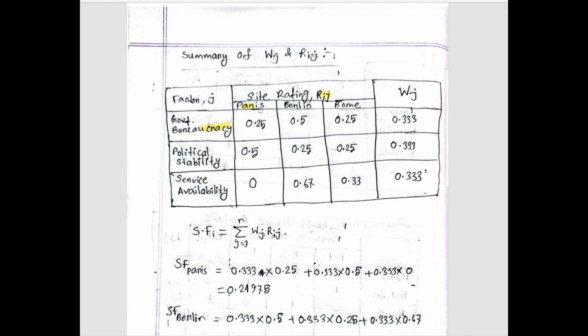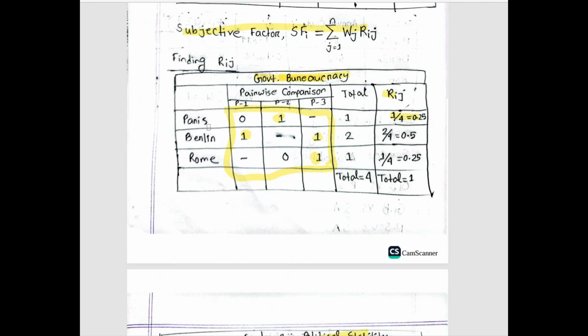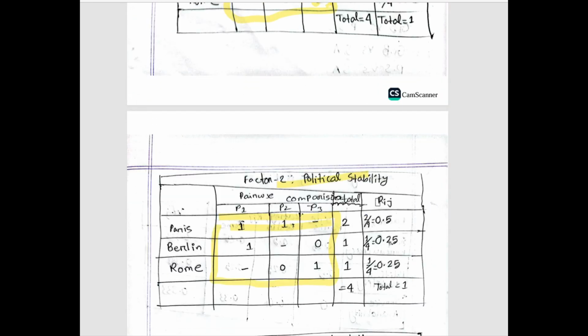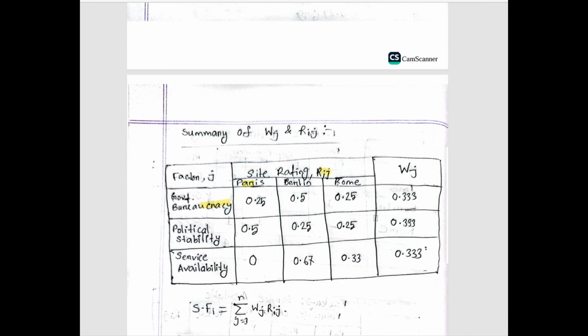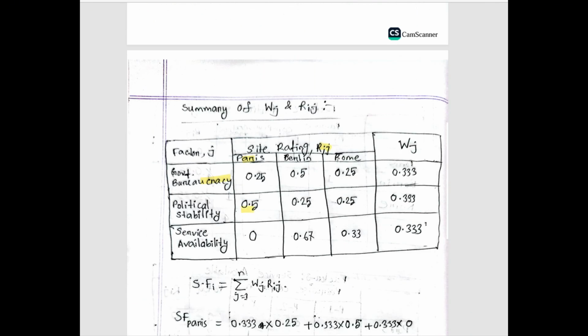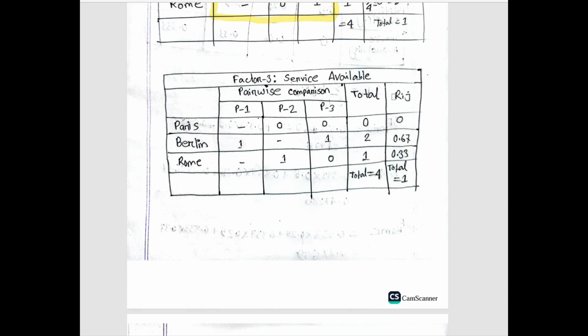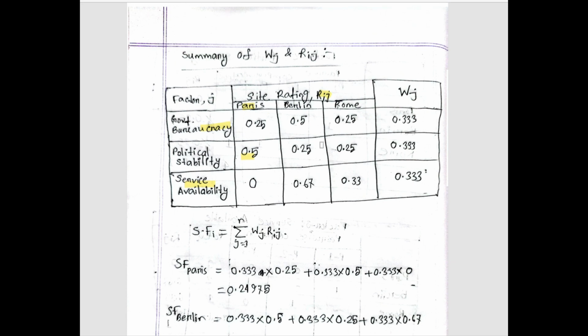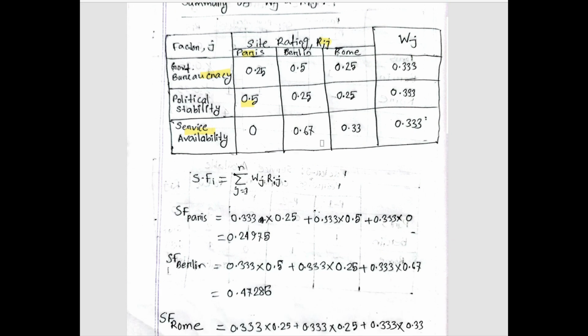Now the RIJ factor for Paris political stability was 0.5. That's why we put a 0.5. And the RIJ factor for service availability for Paris was 0. That's why we put a 0. It is just a summary table.